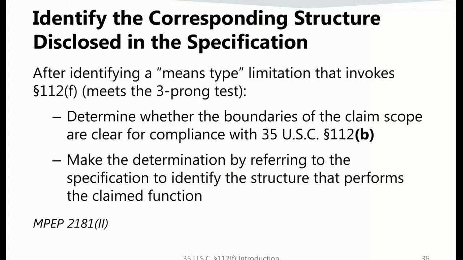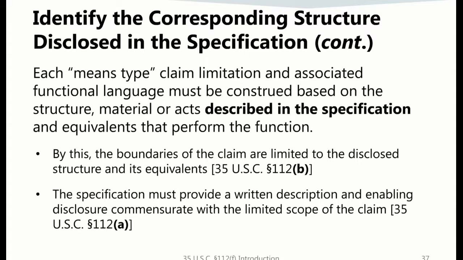Once you have identified a means-type limitation that invokes 112(f), then you should determine whether the boundaries of the claim scope are clear enough for compliance with 35 U.S.C. 112(b). Make this determination by referring to the specification to identify the structure that performs the claimed function. Each means-type claim limitation and associated functional language must be considered based on the structure, material, or acts described in the specification and equivalents that perform the function.